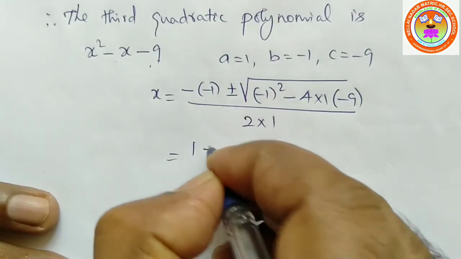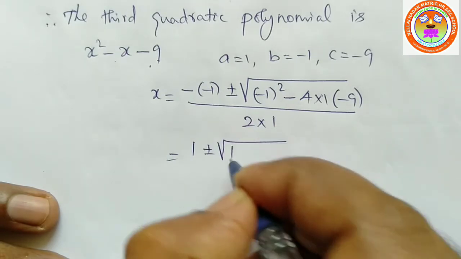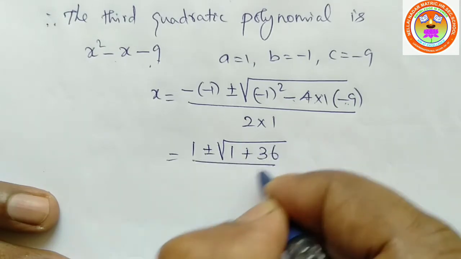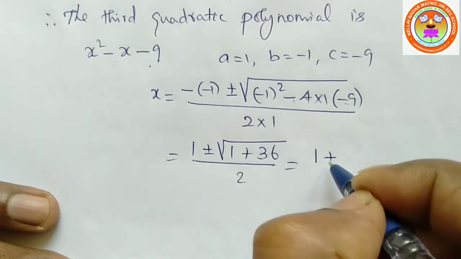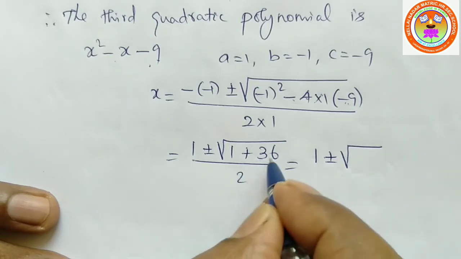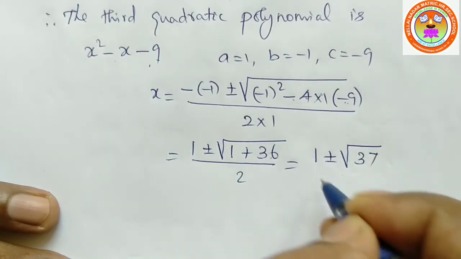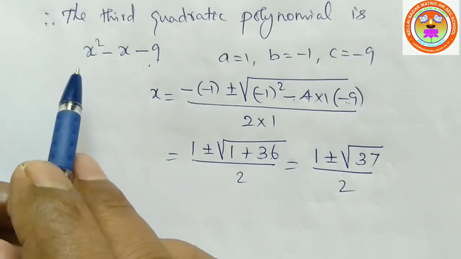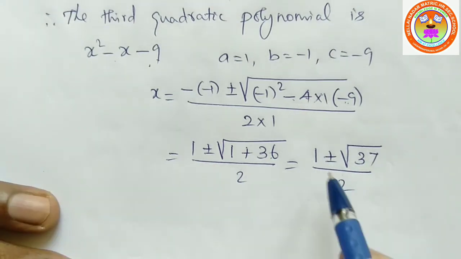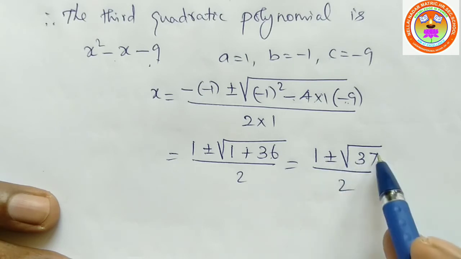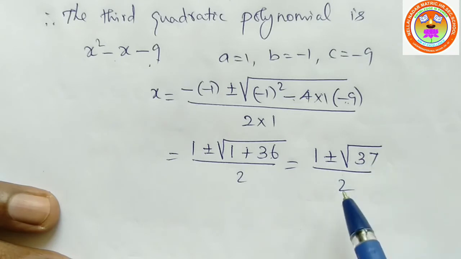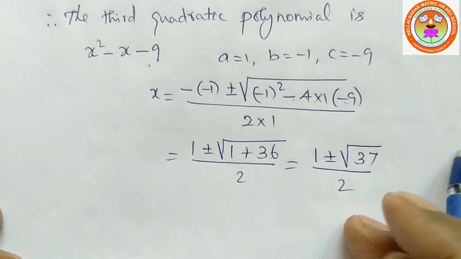So 1 plus or minus square root of 1 minus or minus plus 4 9s are 36, by 2. That is 1 plus or minus root of 36 plus 1, that is 37, by 2. So for this quadratic polynomial we have two zeros: 1 plus root 37 by 2, and another one, 1 minus root 37 by 2. So we got all the 6 zeros, right?